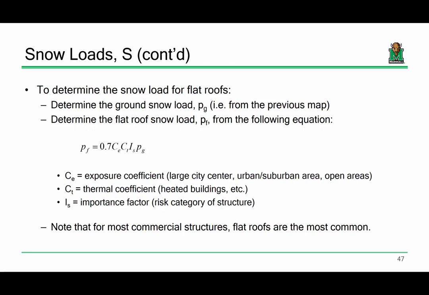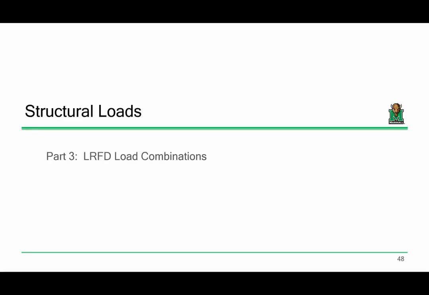and it's a pretty basic expression. It just is a function of the importance category of the structure, which I know we've talked about in significant detail, as well as the exposure of the structure, which we've talked about in detail, and the thermal coefficients. And for most commercial structures nowadays, well, what about angled roofs? For most commercial steel structures, flat roofs are the most common, so it's usually not a big deal anymore.